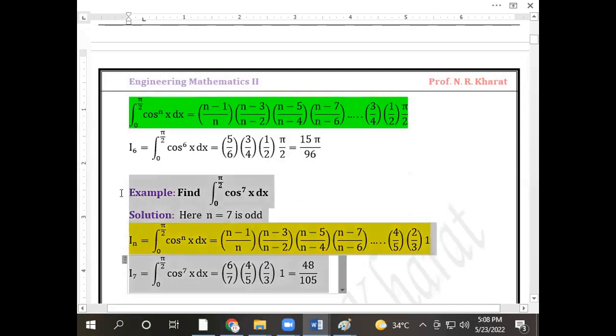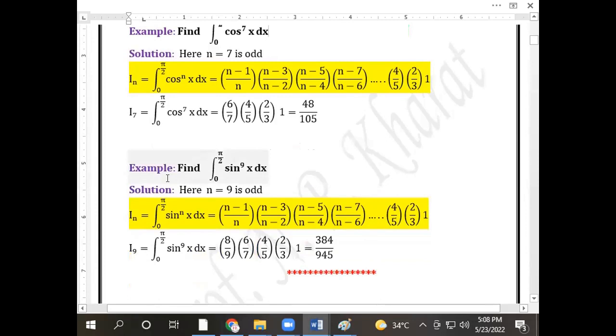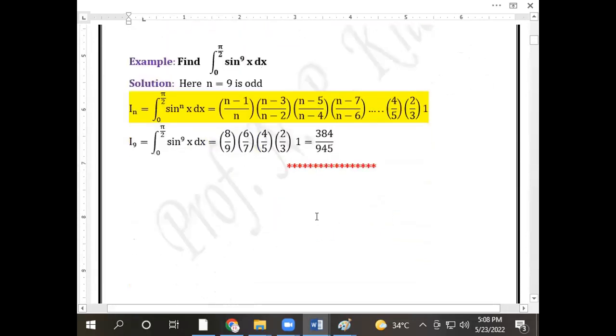In this way, we can find the value of any index of sine and cosine which is in the form of integers. The last example is here, sine raised to 9 x. We have to replace n is equal to 9 in this, and we get a final solution.